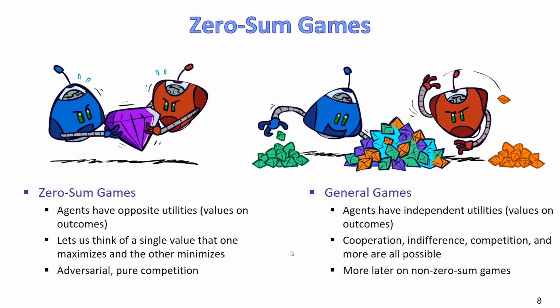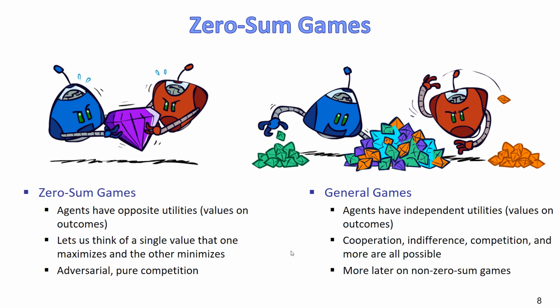On the other hand, in general games, the agents can have completely independent utilities, and they might cooperate and they might compete. It depends on the game, but sometimes in a game both might have positive values. So it doesn't have to be zero-sum.